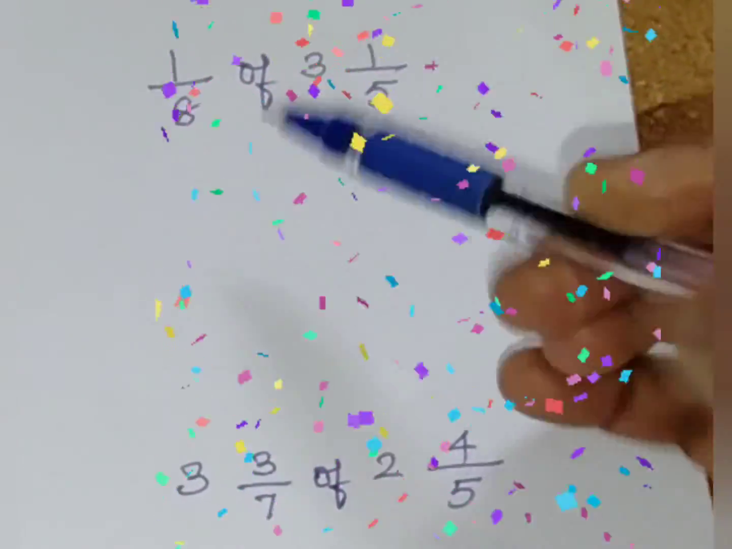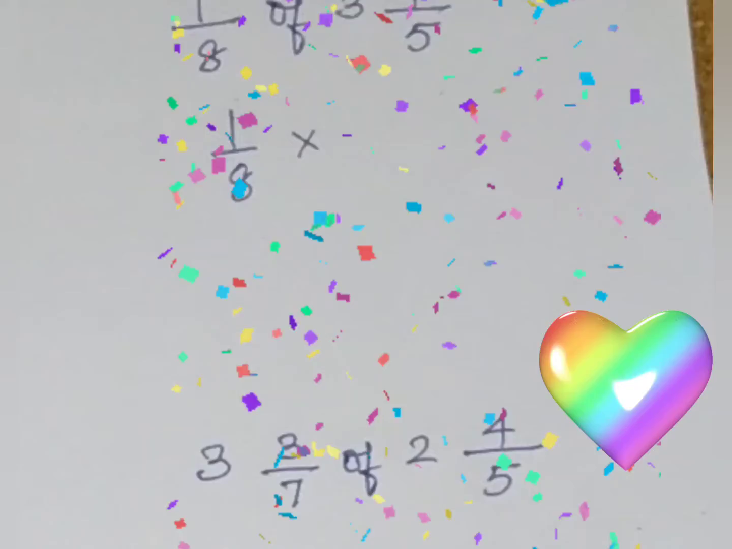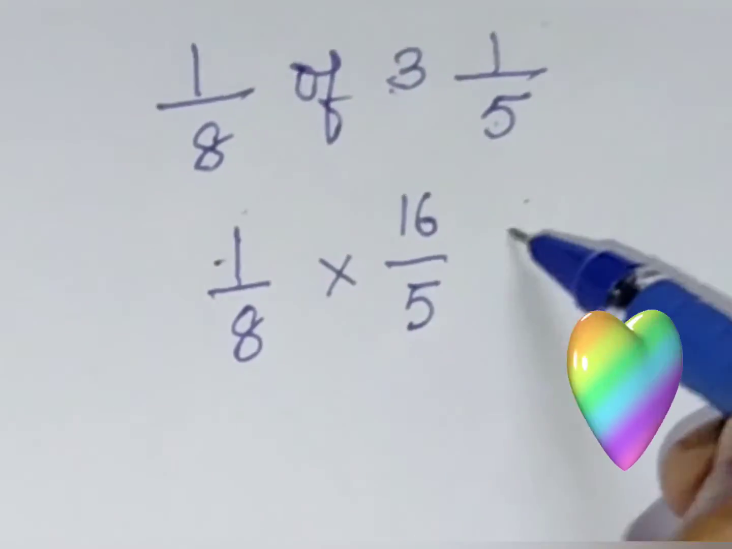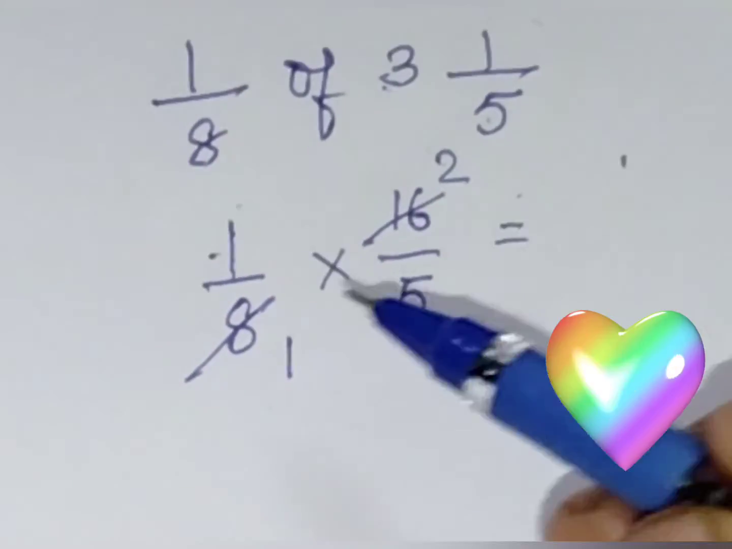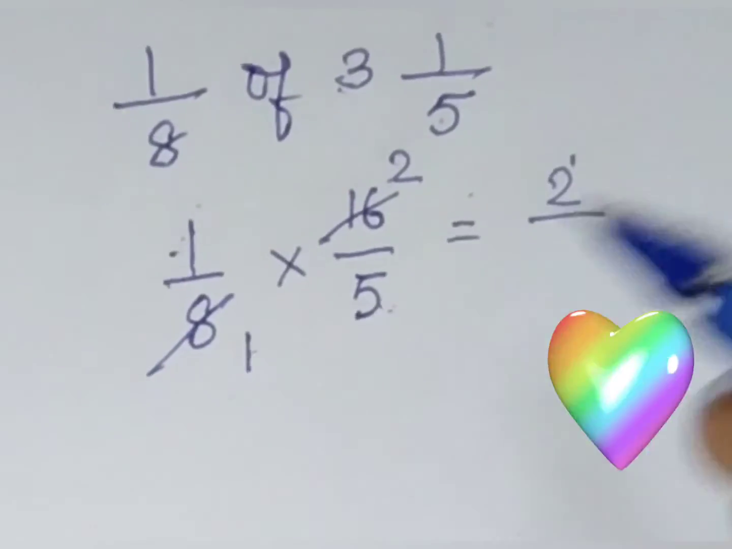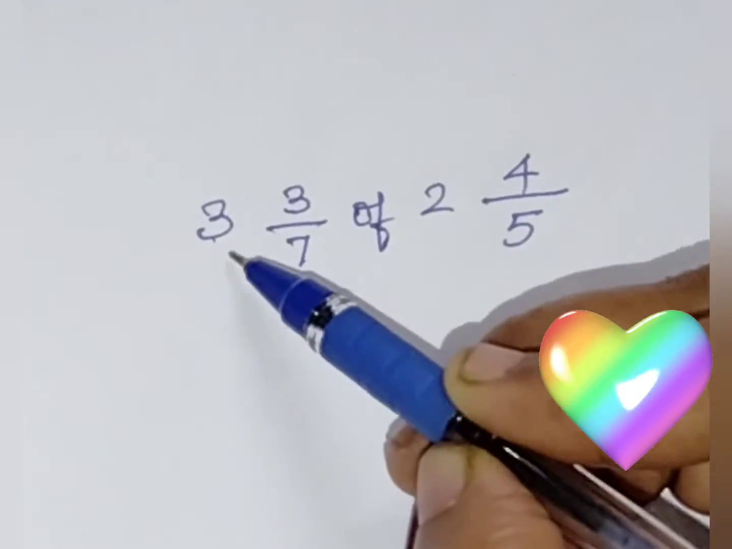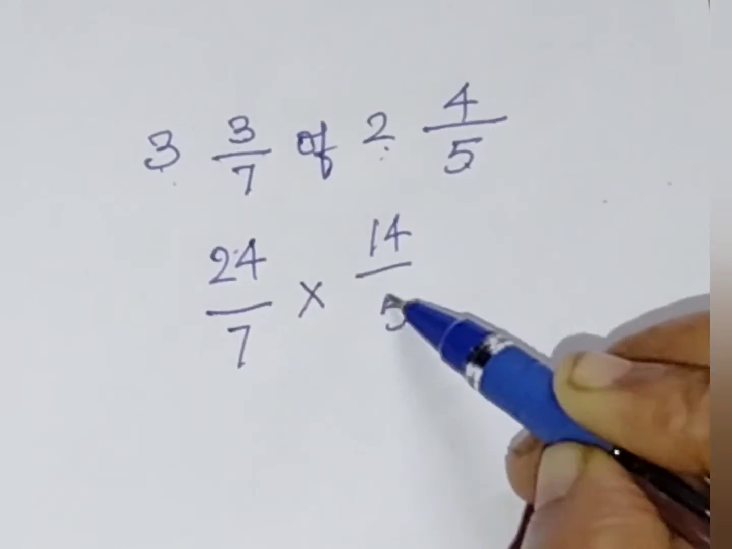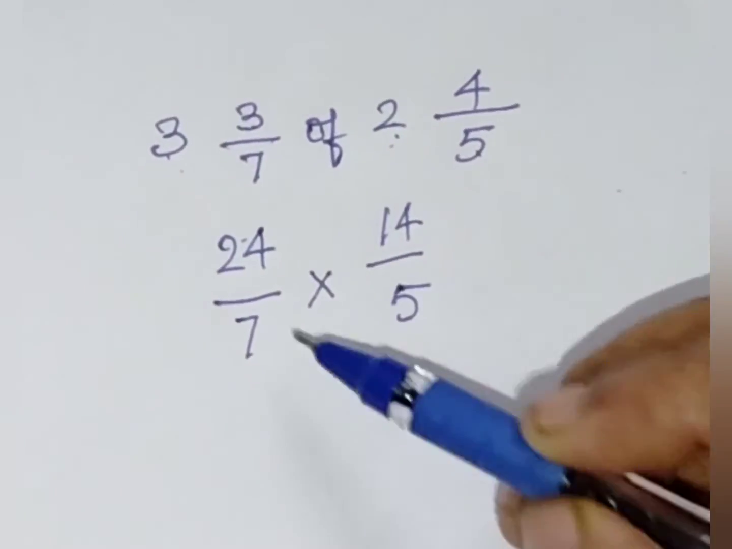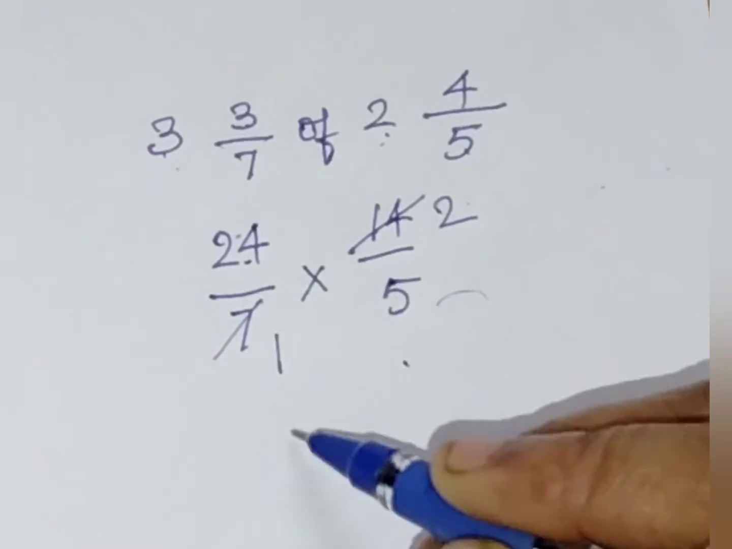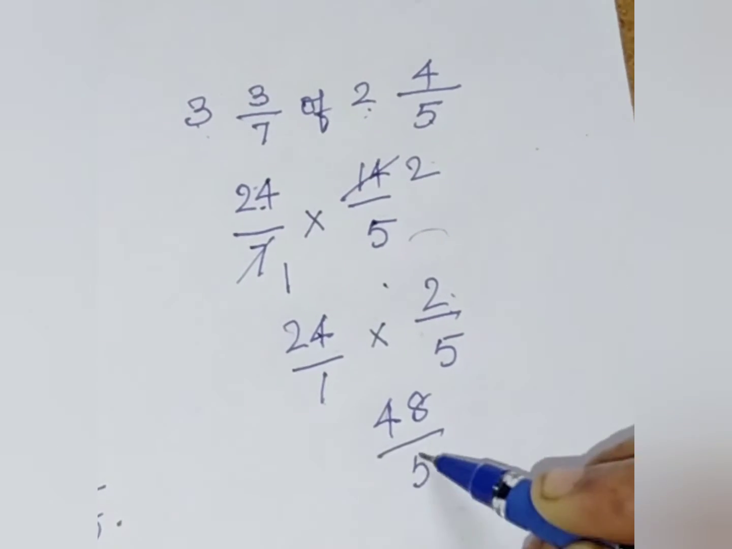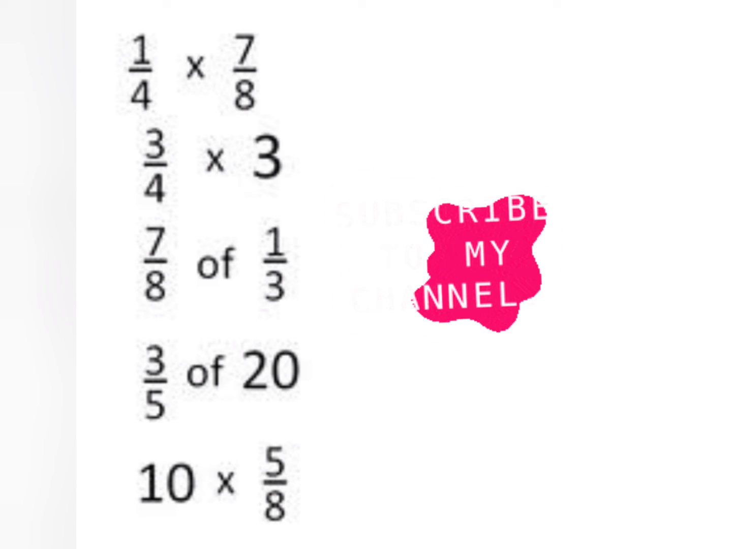Here I have added a few examples for you. 1 by 8 of 3 1 by 5, and 3 3 by 7 of 2 4 by 5. Convert into improper fractions, cancel the common factors and multiply. Find the answer. Try to answer these questions and comment it.